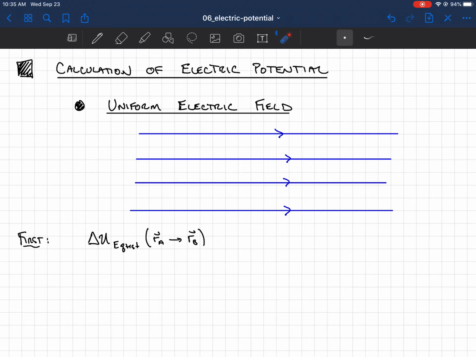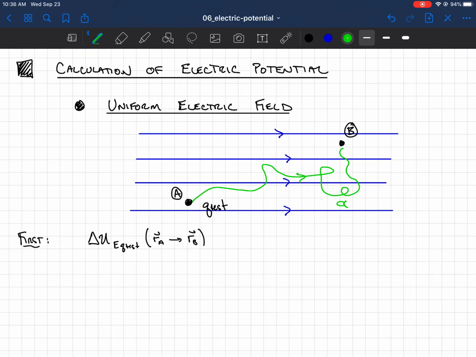If we have a uniform electric field, then we could calculate the potential energy difference as you move a test charge through there. And I think I didn't actually do that in the previous lecture on electric potential energy. So let's do that now. Let's say this is point A, and I have a test charge that I place in the field, and then I move it to some other point in the field, which I'll call point B. I could take some arbitrary path like this. Call that path C.